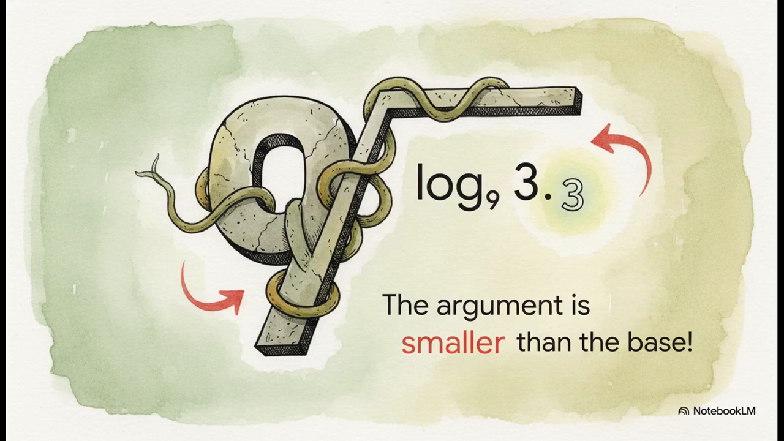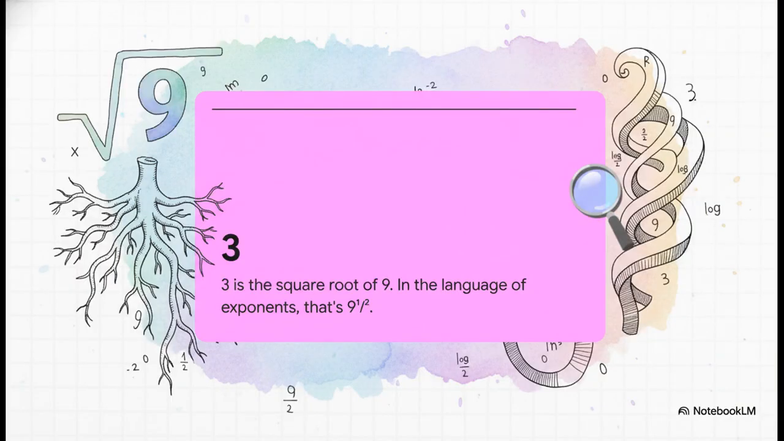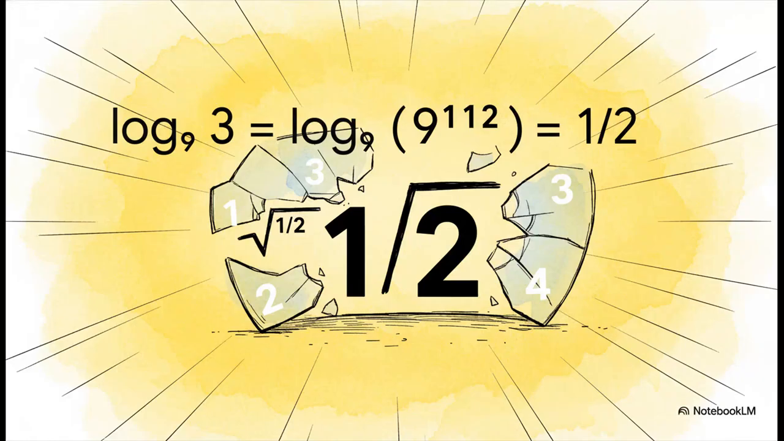Here's our advanced example. Log base 9 of 3. Now this one might look a little weird, a little backward, because the argument, 3, is smaller than the base, 9. So what does that mean? Well, it means we're dealing with roots. So the question is, how do we write 3 as a power of 9? Well, think about it. 3 is the square root of 9, right? And in the language of exponents, a square root is just the power of 1/2. So 3 is just another way of writing 9 to the power of 1/2. So the exponent is 1/2, which means the answer is 1/2.